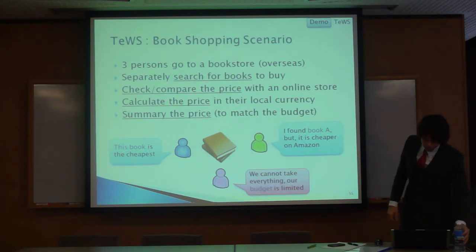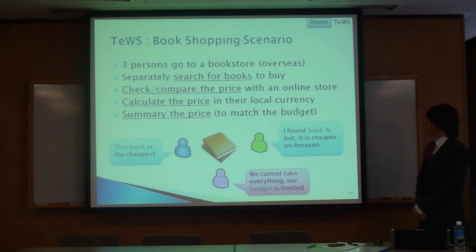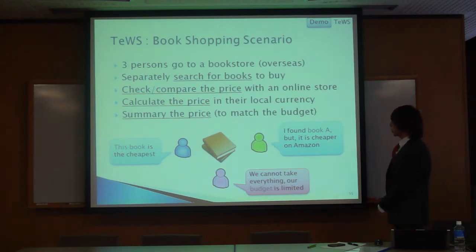So in the next demo, we will show a collaborative mashup where three persons go to a bookstore and separately search for a book to buy. They compare the price with the online store, and they calculate the price in their local currency, and the mashup can also summarize the price to match the budget.